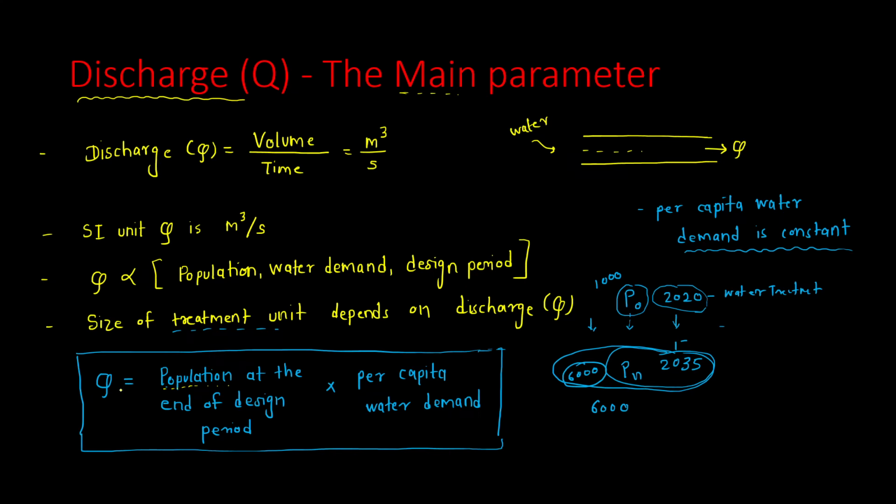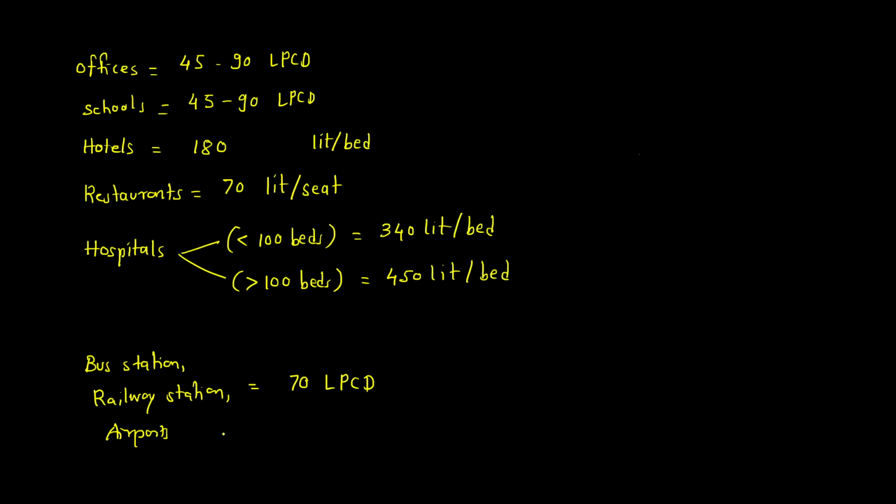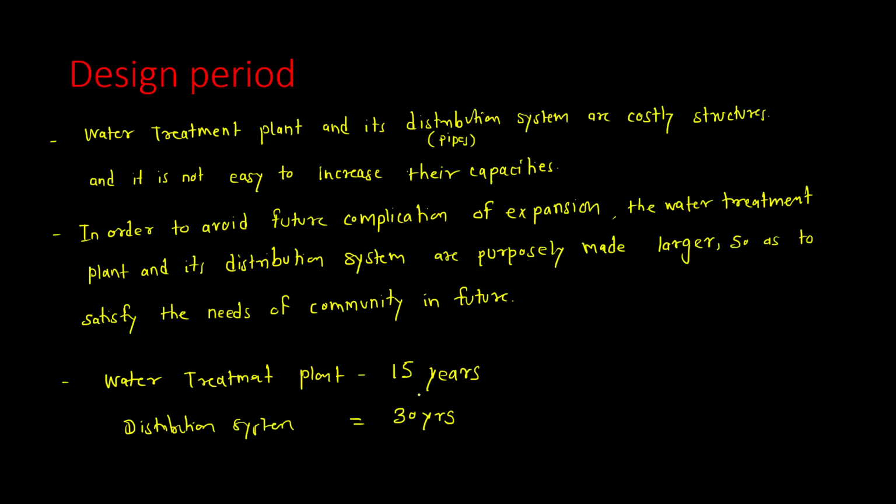And how to find out Q? Q is found by the product of population at the end of design period into per capita water demand. This per capita water demand, we have already seen, the values are constant. If you take an office or a domestic purpose, then this value is constant. Now how to find out the population at the end of design period? We have also seen what the design period is. Generally for a water treatment plant, the design period is 15 years. That means we should be able to find out the population after 15 years while designing the water treatment plant.